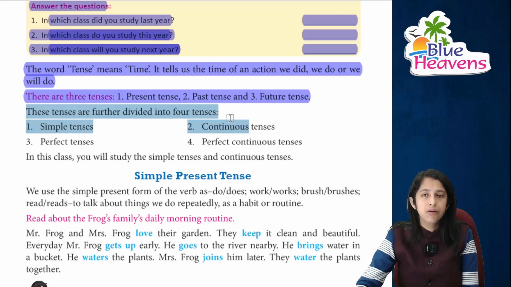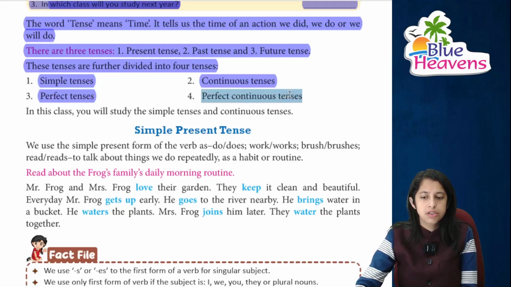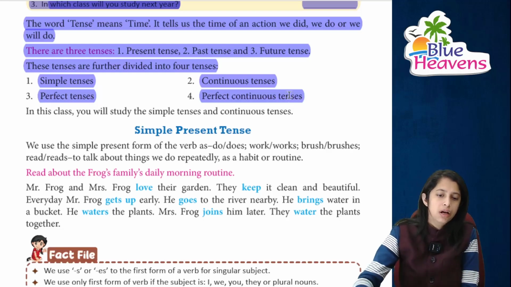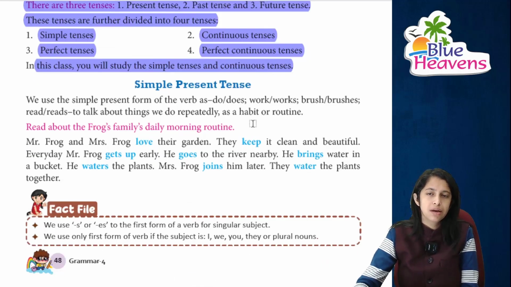These tenses are further divided into four tenses, से divide होते हैं, जैसे कि simple tense, then comes the continuous tense, and of course then comes the perfect, and of course the perfect continuous tense, right? In this class you will study about simple tenses and continuous tenses के बारे में हम पढ़ेंगे. First is simple present tense.